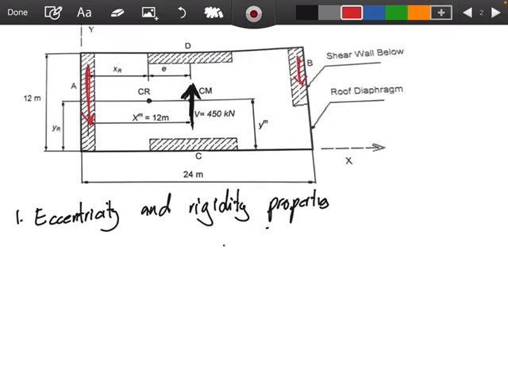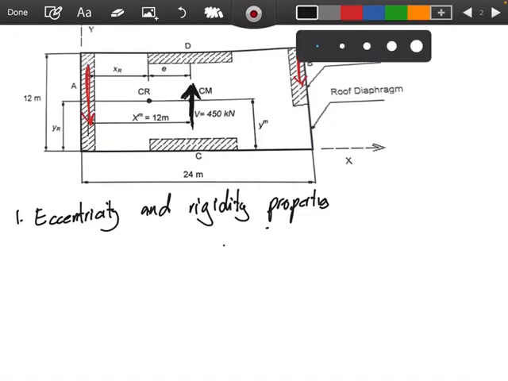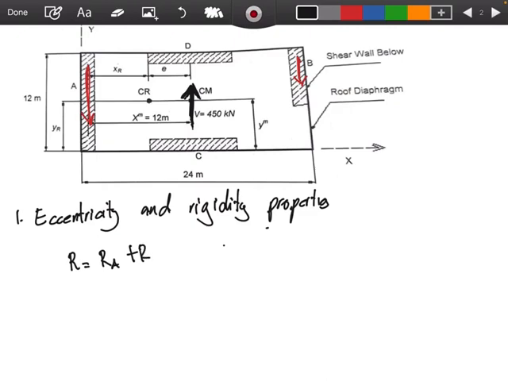And the rigidity of the structure in the direction of the applied force is the sum of the rigidities of the wall parallel to this force. So, ulitin ko, the rigidity of the structures in the direction of the applied force is the sum of the rigidities of the wall parallel to this force. So, that is walls A and B. So, the total rigidity of the structure here is yung rigidity ni A plus yung rigidity ni B.